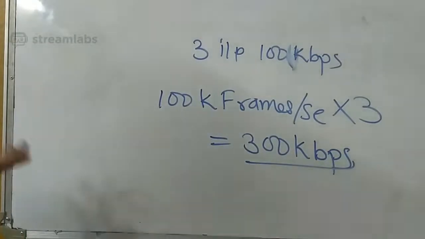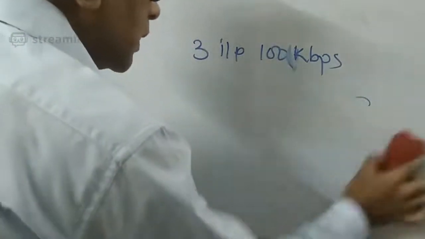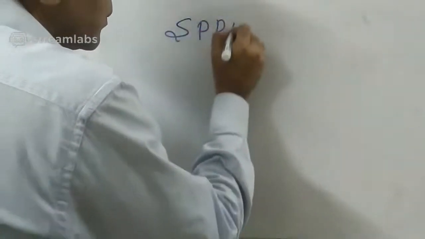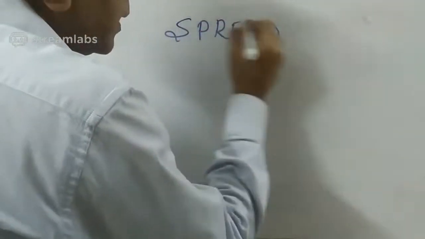So this is an example connected with those three techniques of dealing with mismatched input data rates. Next, I am going to discuss spread spectrum.